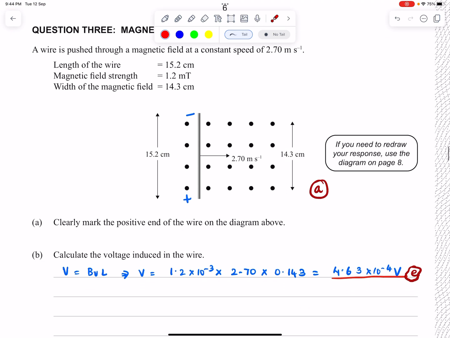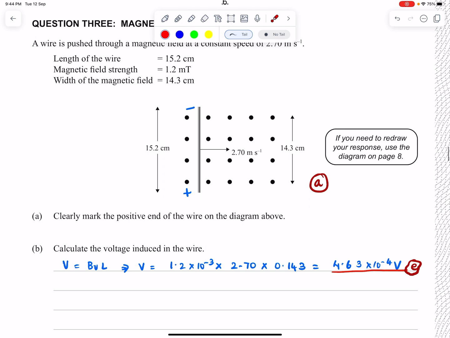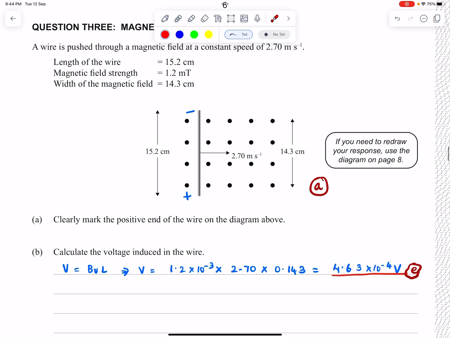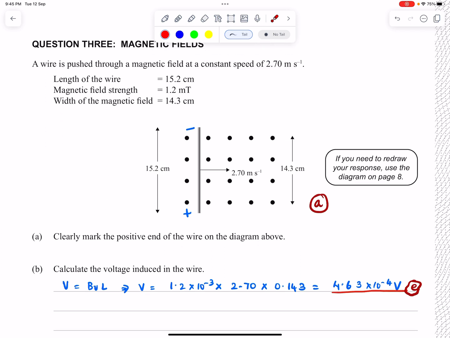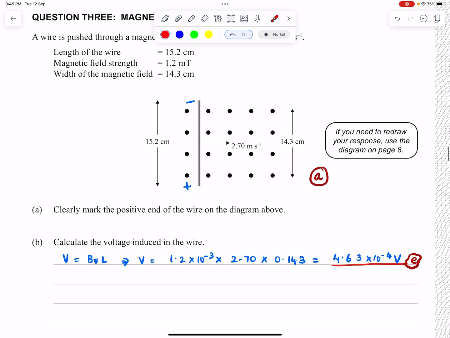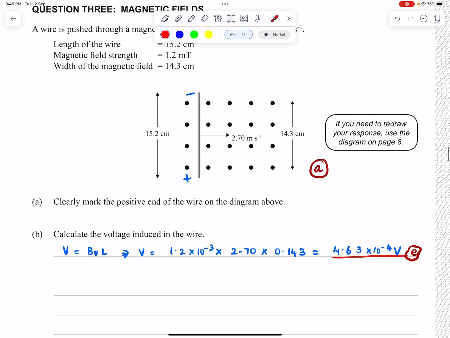Okay, so what is the voltage induced across the wire? So the voltage induced is BVL, the first one is mark the positive end of the wire. So here's your positive, there's your negative. This is fields coming out of the page, and when you use your hand rules, you get that as positive because that's where your thumb points.